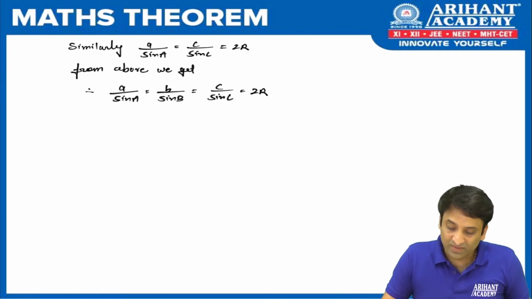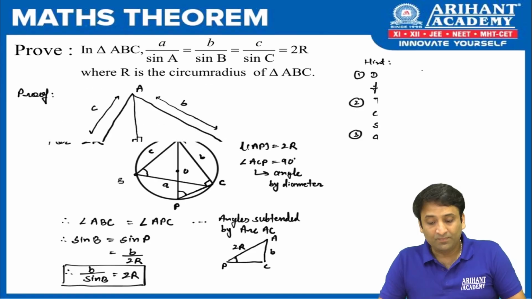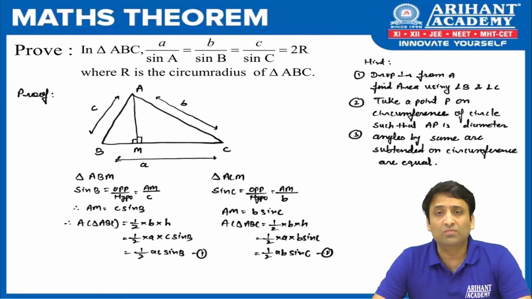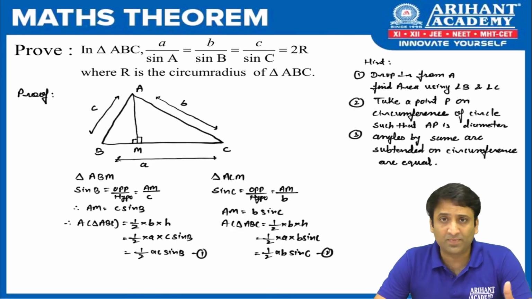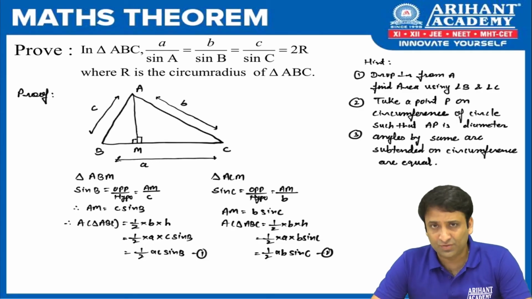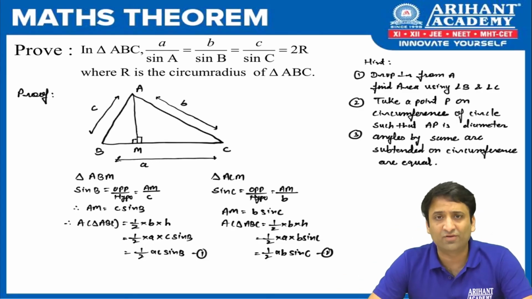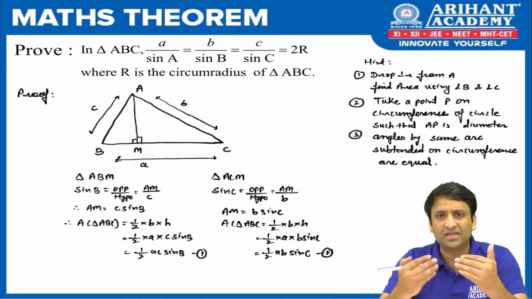So with this we are done with the sine rule, where I repeat one more time, the most important hint point was what? To drop a perpendicular and find area using angle B and angle C. Keep that in mind. Your first result would be ready. We'll just equate the area.